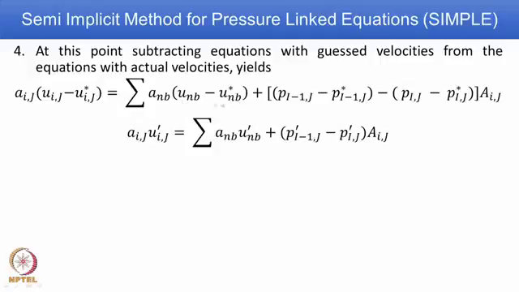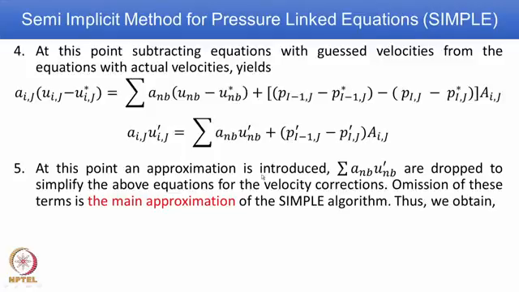So, this is for the neighboring nodes and the remaining for pressure, and we already defined a symbol u prime. So, the left side, u i,j minus u star i,j, is u prime i,j. So, this is the correction velocity. Similarly, on the right side, we have the neighboring node correction velocity terms and the pressure term.